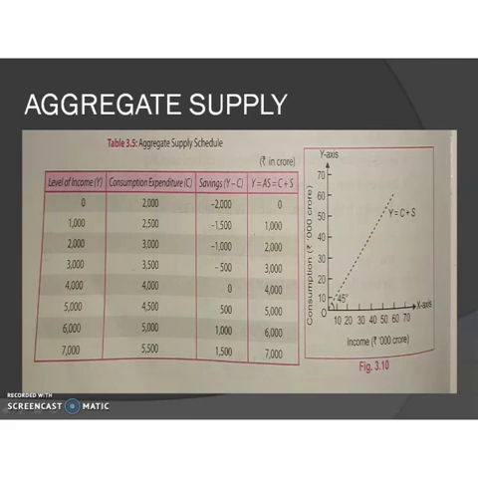That was today's session. Today we have discussed the derivation of the saving curve from the consumption curve, and also the aggregate supply schedule and curve. So this is a very important concept. In Keynesian theory, aggregate demand and aggregate supply are very important for determining the income and employment level of an economy. So in the next class, we will study the equilibrium level of aggregate demand and aggregate supply.